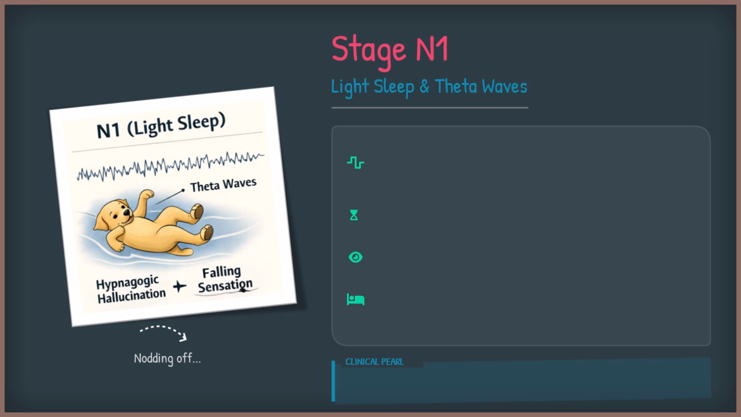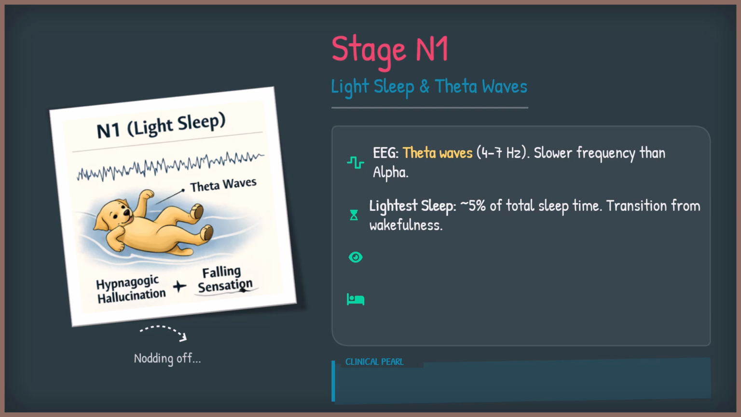This is light sleep and theta waves. So when you're looking at an EEG in N1, you're going to see the theta waves, which are 4 to 7 hertz. They are slower in frequency than the alpha waves. This is the lightest sleep. It accounts for about 5% of total sleep time, so not much. And this stage is the transition from wakefulness.